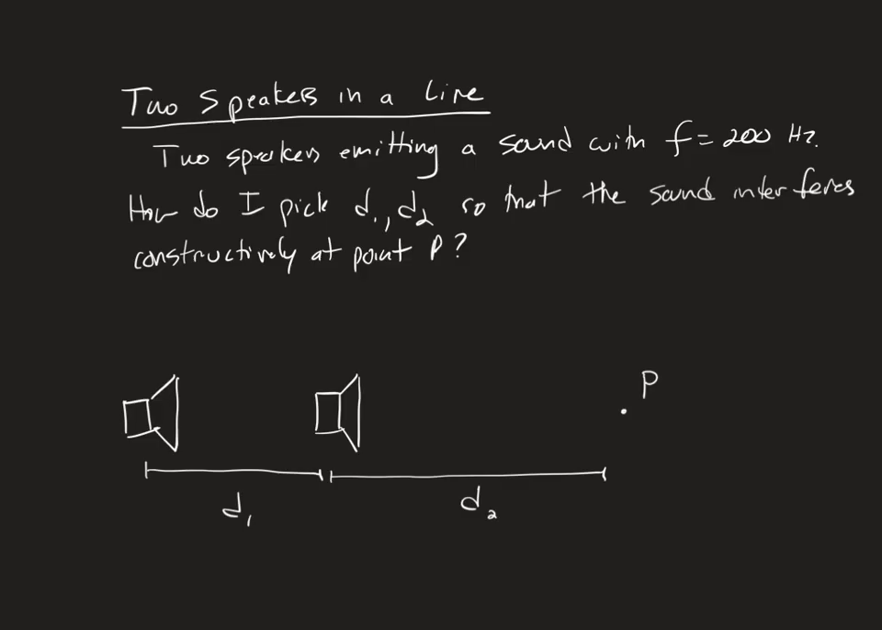Okay, constructive is the key descriptor there. So that means the condition I want is the PLD, the path length difference, to be equal to some n times lambda. So that's the condition.